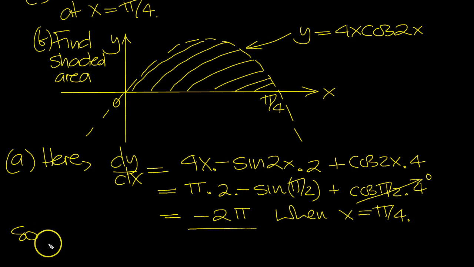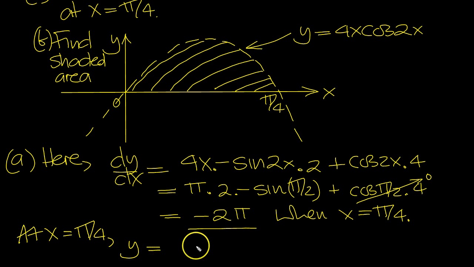So, we also need the y coordinate, don't we? So y at x equals pi over 4 then. y is equal to 4x cos 2x, isn't it? 4x cosine 2x, which would be pi over 2. 4x is pi over 4. Cos pi over 2 is 0, so this is 0.